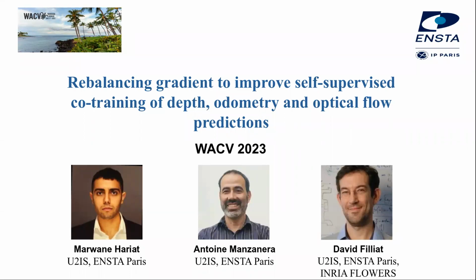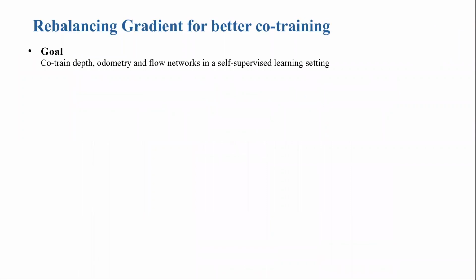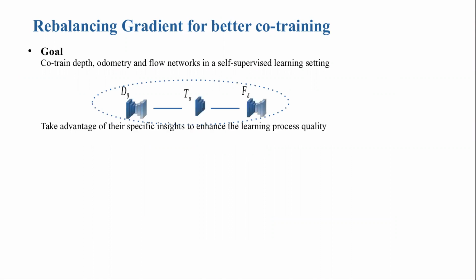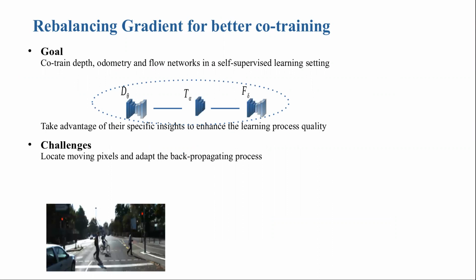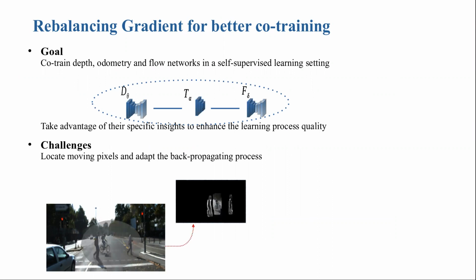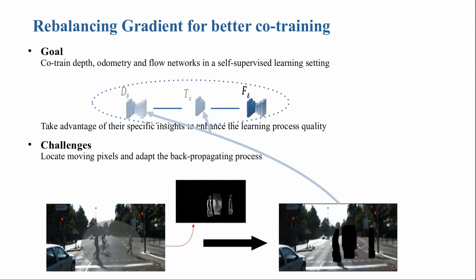I will present rebalancing gradient to improve self-supervised co-training of depth, odometry, and optical flow predictions. So the goal is to co-train those networks in a self-supervised learning setting and to benefit from their specific insights to enhance learning process quality. The main challenge is to locate moving pixels in an image in order to remove them from the computation of the loss and better train the depth plus odometry networks.